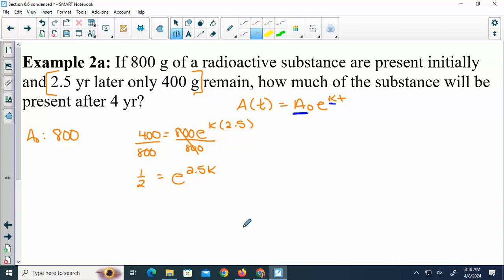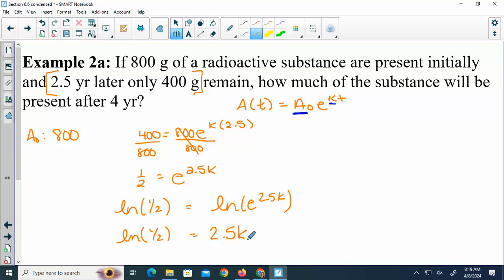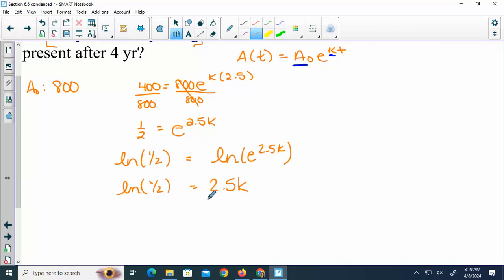All right. Then we need that 2.5K to come down. What do we do when we're solving these exponentials? Yes, we take the natural log on each side. And we know that's helpful because the exponent comes down. And what is the natural log of e? 1. So that can drop. Divide by 2.5.